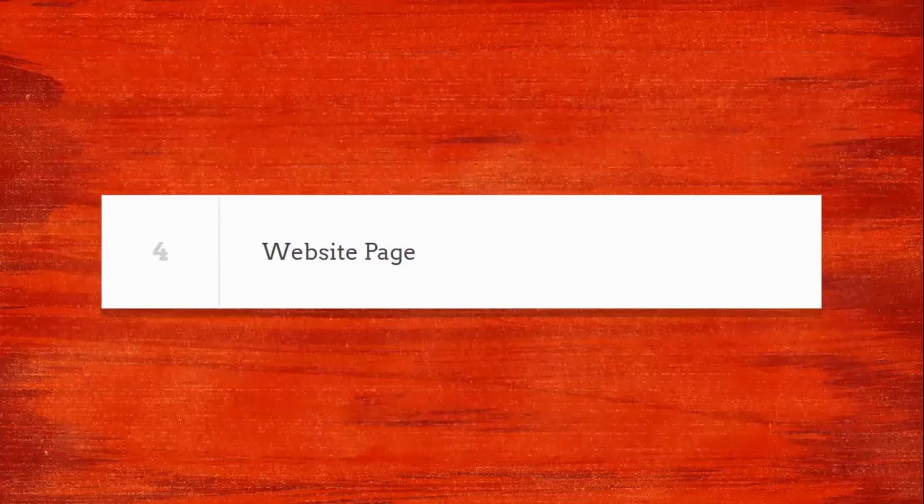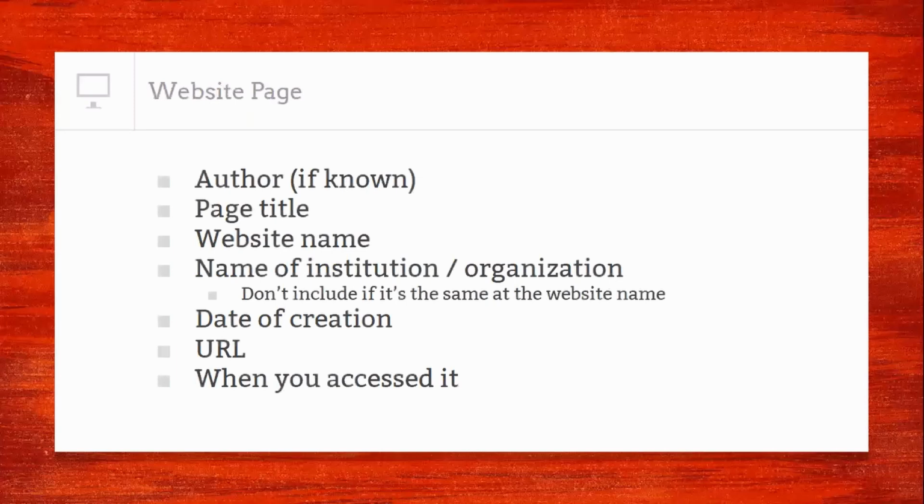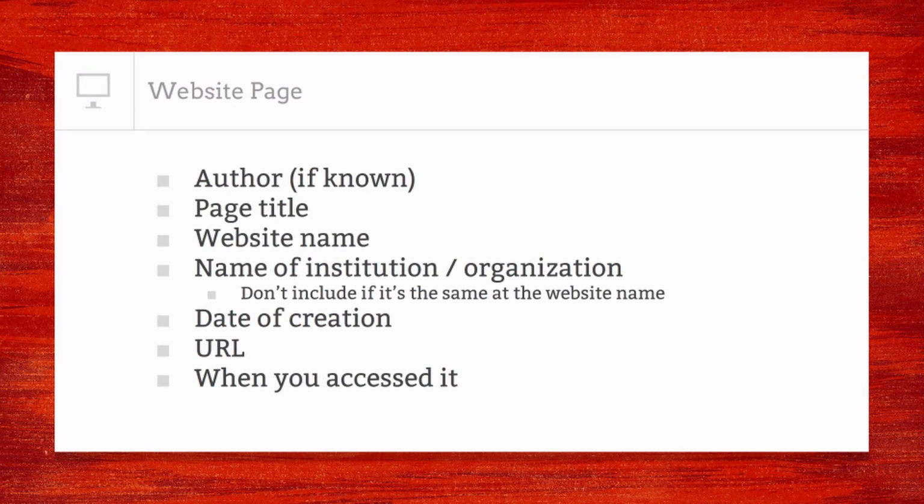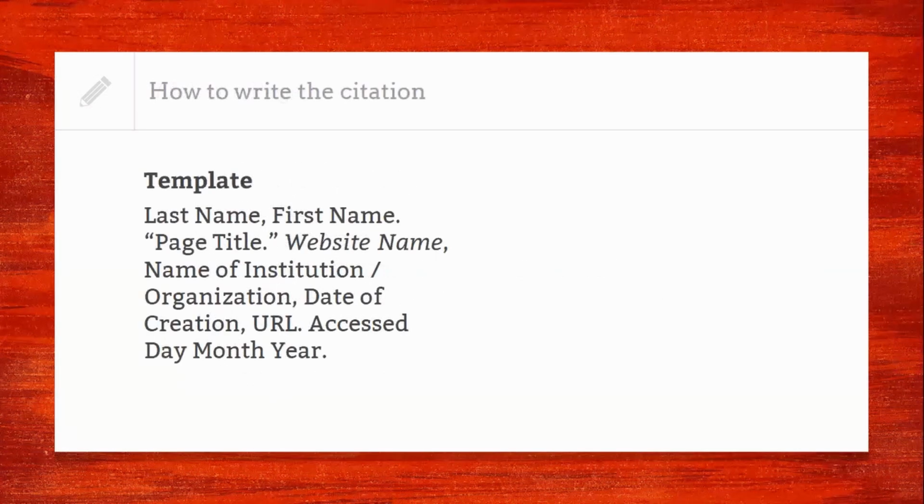Now, what if you're doing a specific page on a website? For a specific page, you're going to need the author, if known, the page title, the website name, the name of institution or organization, but you don't have to include it a second time if it's the same name as the website, the date of creation, the URL, and when you accessed it. You're going to follow a template very similar to the one before. Last name, first name, page title in quotation marks, website name in italics, followed by the name of institution or organization, then followed by date of creation and URL, and then accessed with the day's date that you got it.